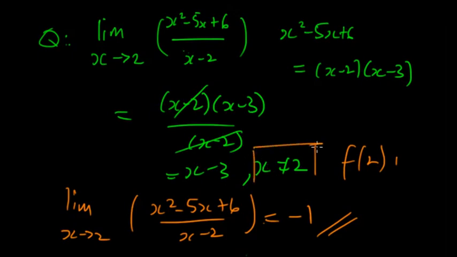and we can work it out by cancelling there. This doesn't affect the limit, so we can just look at x minus 3, sub in x is equal to 2 to x minus 3, and we get that the value of the limit is equal to negative 1.